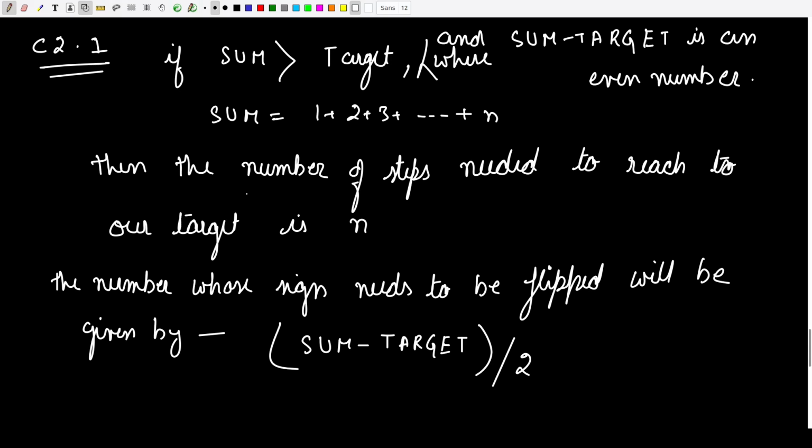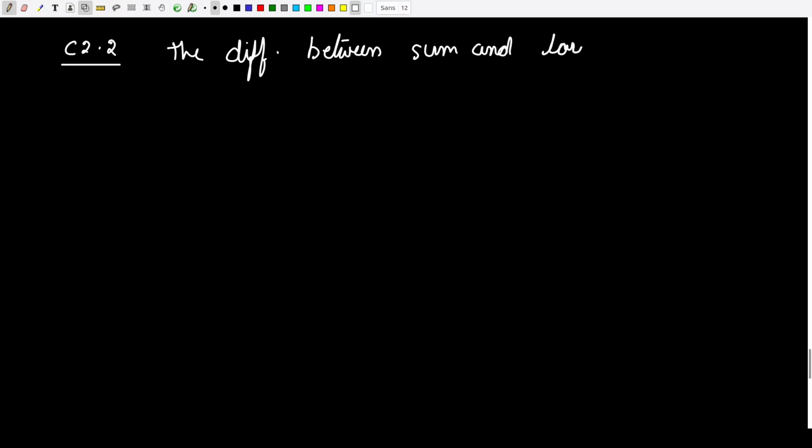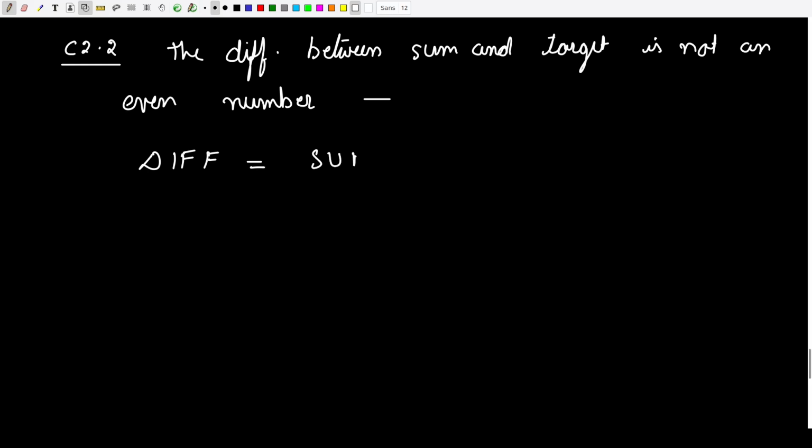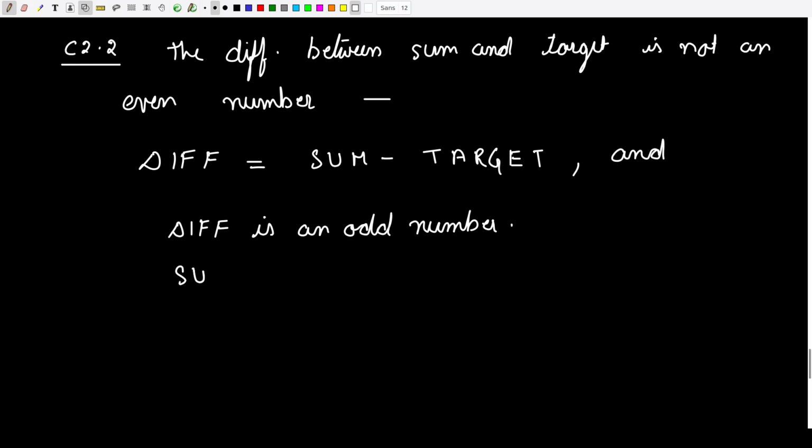All right. Now let us see what will happen when the difference between sum and target is not an even number. So now let us go ahead and explore that case as well. Over here we are discussing the second case where the difference between sum and target is not an even number. So let me write it down in the form of an equation. Over here diff is equal to sum minus target, and this diff is an odd number. And as we know, sum is equal to 1 plus 2 plus 3 plus all the way till n, and our sum is greater than target. So these are the few things which we know of.